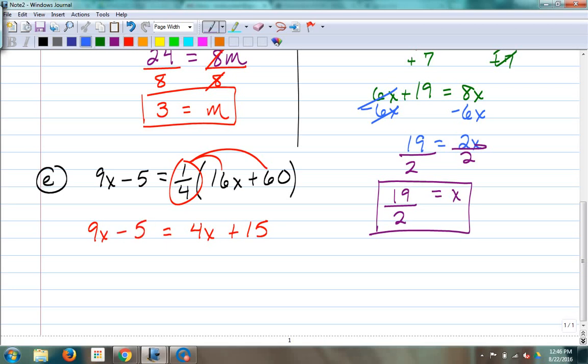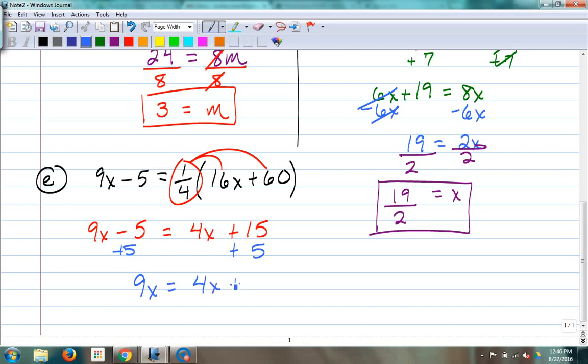And then we have tons of options in order to get x by itself. We have a minus 5 right here, so we could get rid of that by doing what? Adding 5 to both sides, and that'd get it over here with the 15. And that would get us a little closer to having x by itself. So that's what I'm going to do, is add 5 to both sides.